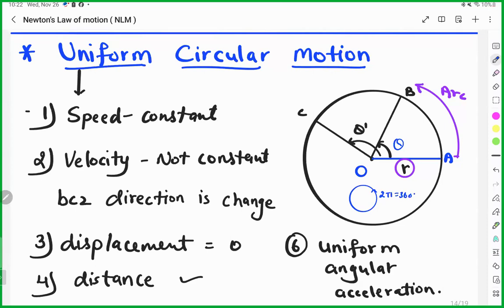So in rotation motion, the same thing will be applied. Key in rotation, everything is measured through theta, the angular displacement. Okay. And when you are doing this, speed will be constant because you are moving with the same speed in a circle. Why is velocity not constant?